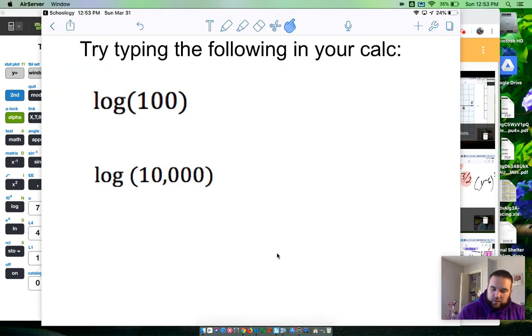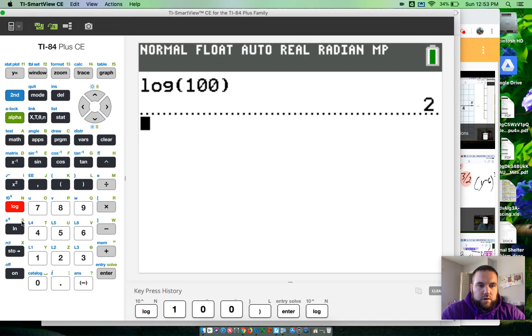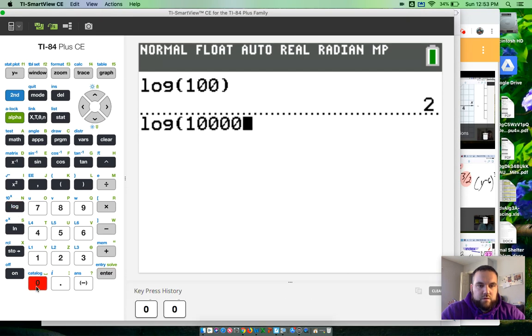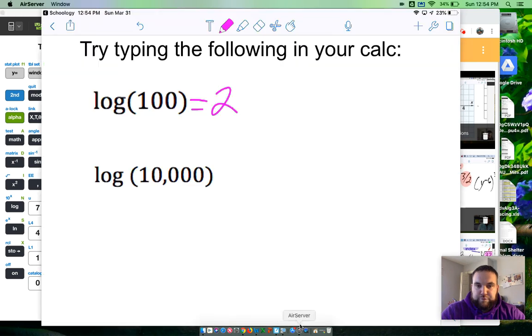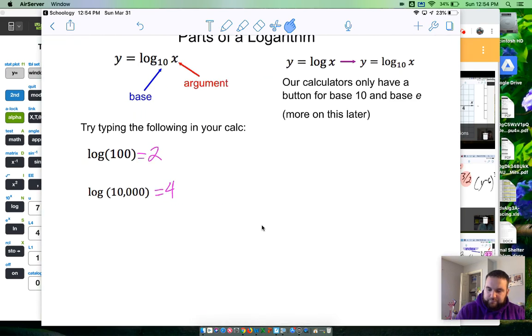So I could say log 100 equals 2. You could also say log base 10, but again, you could just say log 100 equals 2. And then if I try log of 10,000, that is equal to 4, which is kind of interesting, right? You have 100 is equal to 2, and then you take a much, much larger number such as 10,000, and it increases the value only up to 4. There is a reason for this, obviously, and we're going to talk about that right now.